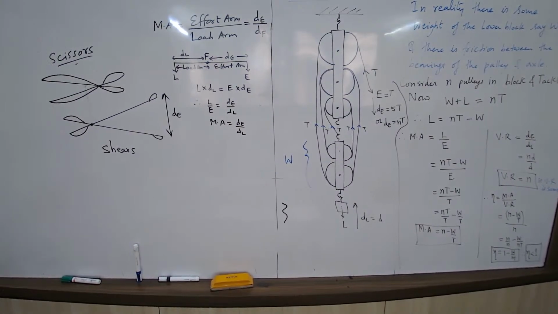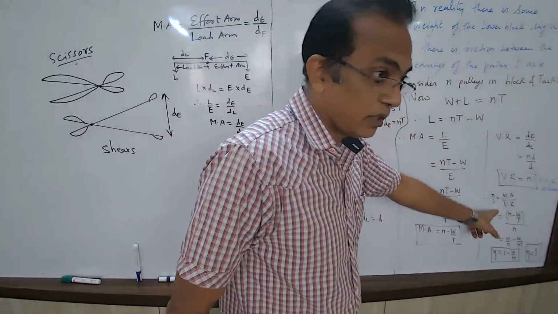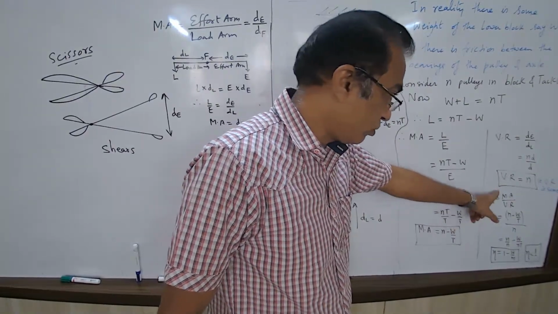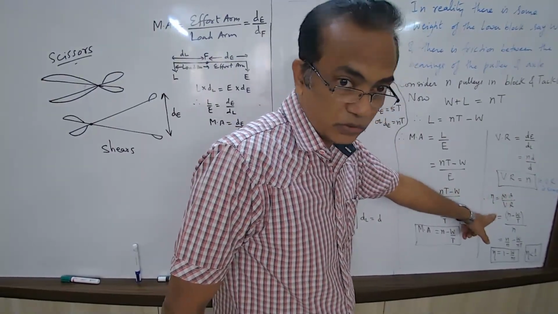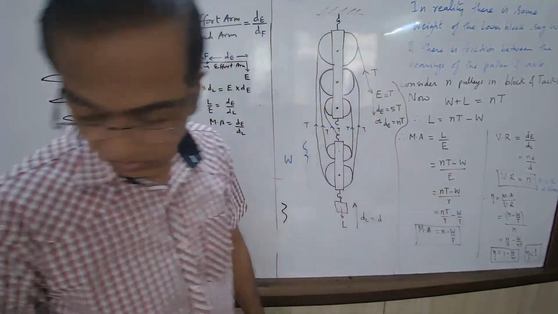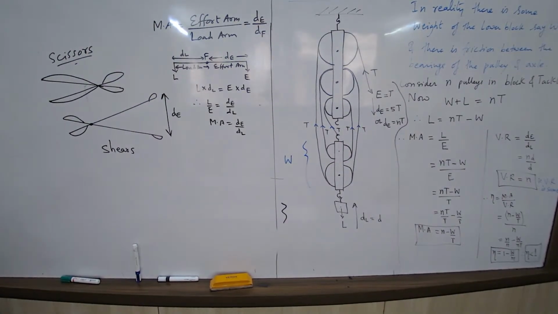And when we use that definition, we will derive efficiency is equal to MA by VR. So the original definition of efficiency is work output divided by work input, and using that we can derive this MA by VR. So yes, you did it right. Everybody got what is the definition of efficiency? Define the term efficiency. Everybody got it?